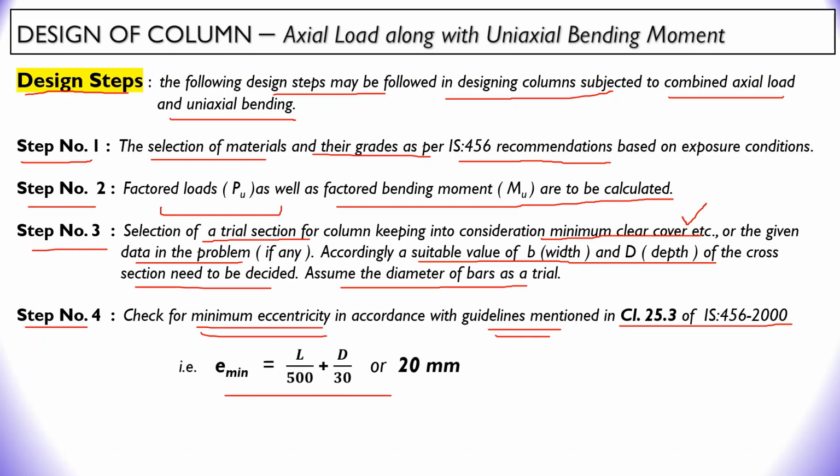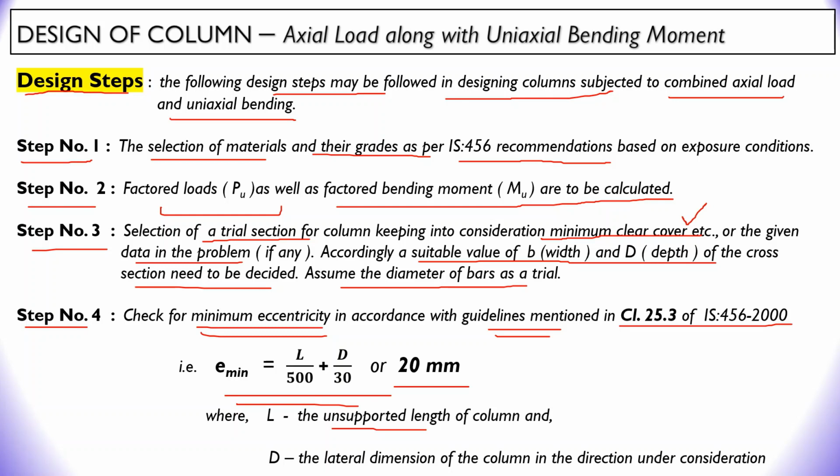So this was the condition which we have to take into consideration as per clause 25.3, that is, what is the minimum eccentricity. Based on the dimensions of the column as well as the unsupported length of the column, we can work out a minimum, and the minimum eccentricity we have to take into consideration is 20 millimeter, where L is the unsupported length of the column and D is the lateral dimension of the column in the direction under consideration.